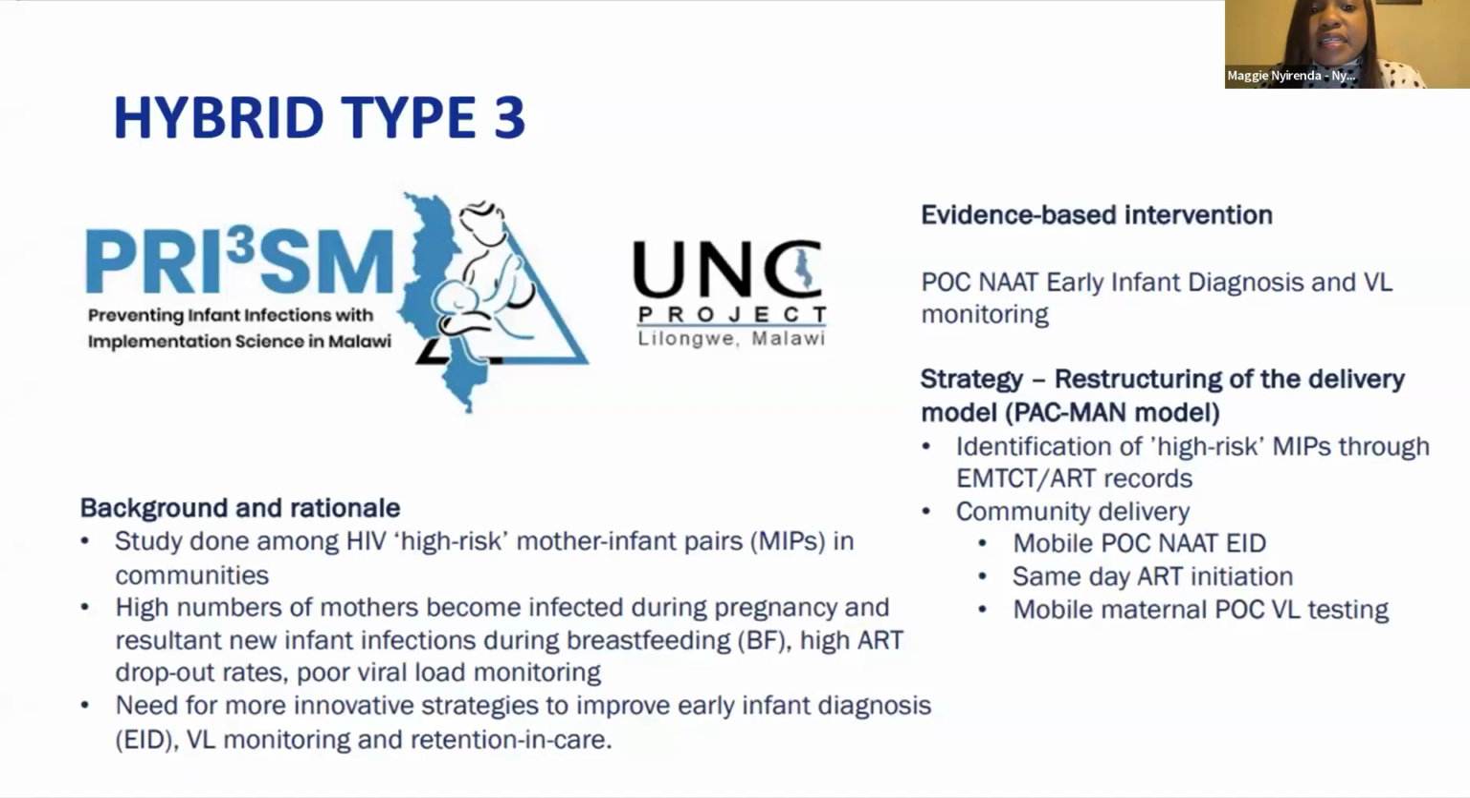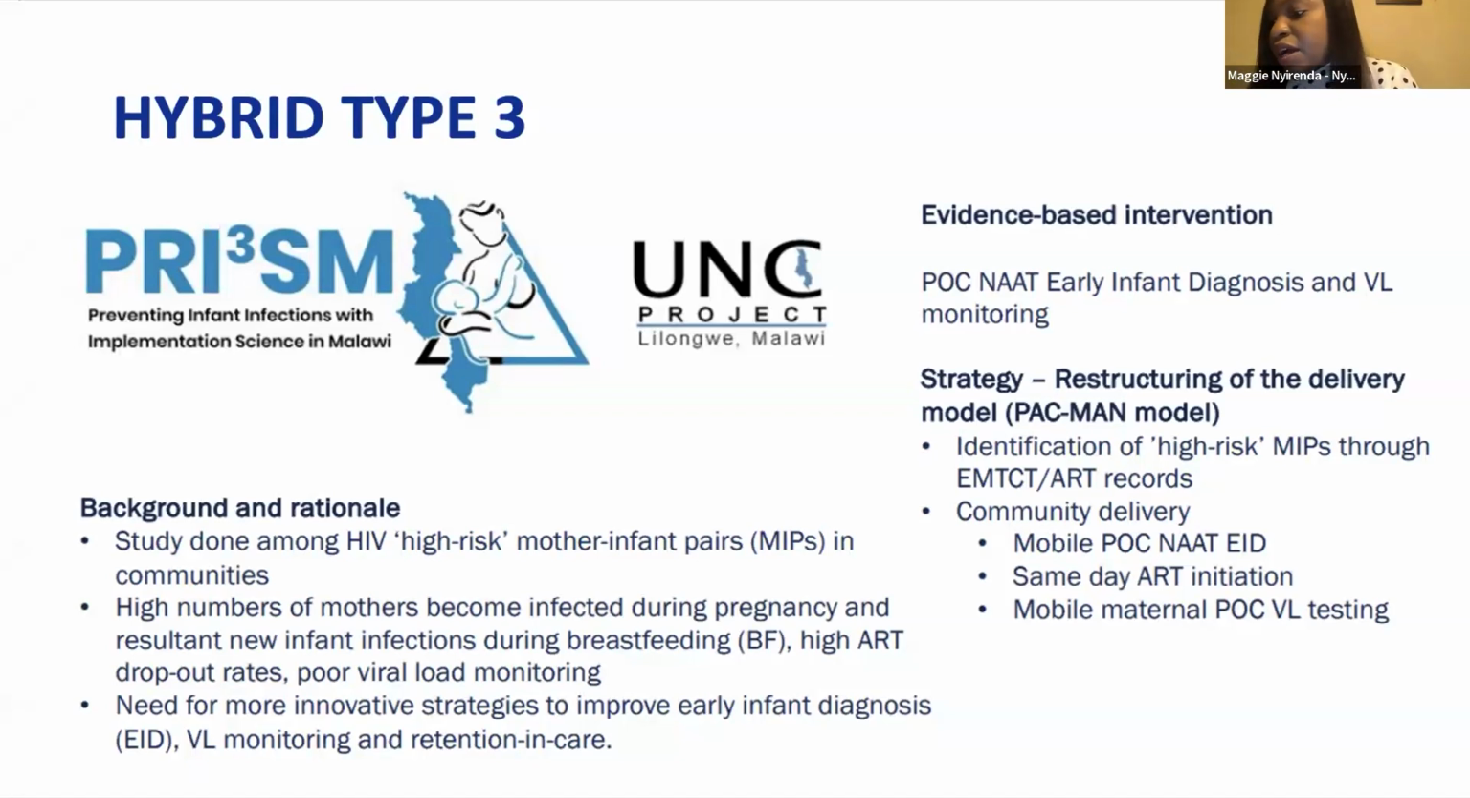So you can see that the evidence-based intervention is still the point-of-care test for EID and viral load monitoring, but the strategy is different. They are restructuring. They'll first identify the mothers who are high risk using EMTCT and ART records. Then they'll go to the community where these mothers are and give them the point-of-care test. And then hopefully there'll be same-day ART initiation.